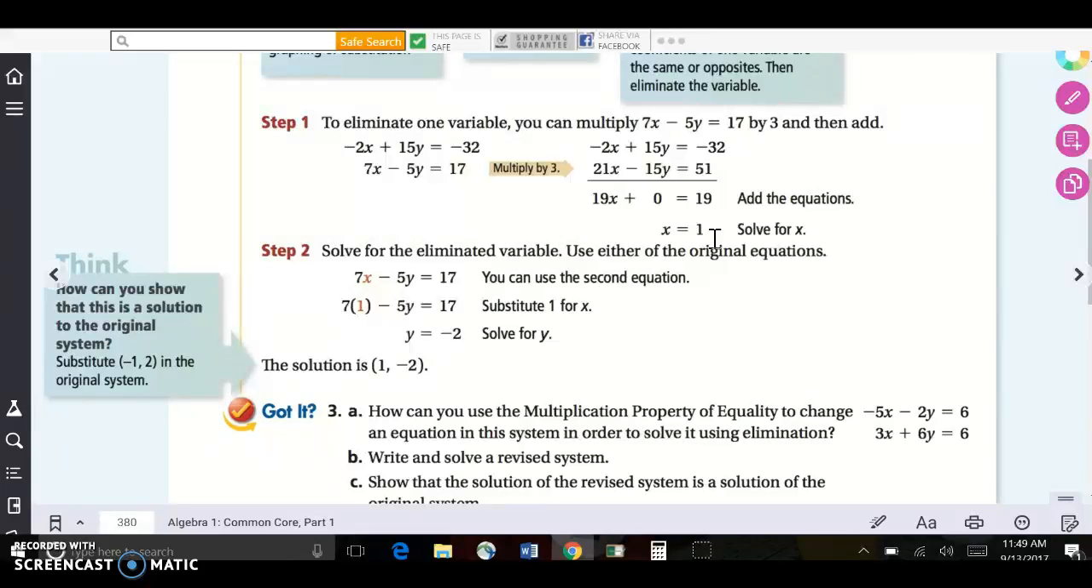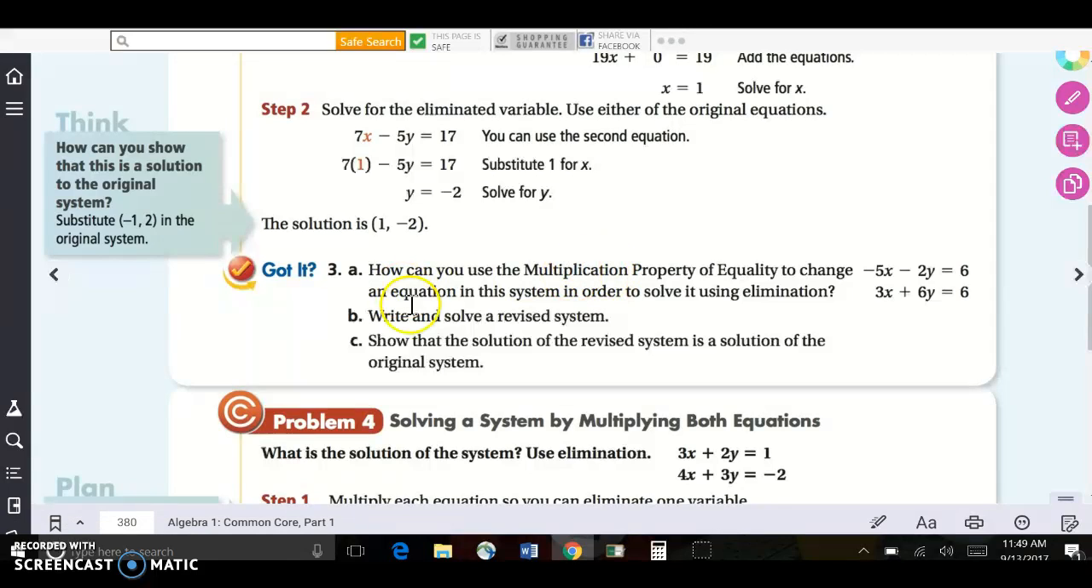So now that they have one solution, they can plug this back into one of the equations. It doesn't matter which one, you should get the same answer for both. So they plugged it back into the second one, and they have 7 times 1 minus 5y equals 17. They solved, so they got 7, and they subtracted 7 from both sides, and they got 10, and they divided both sides by negative 5, and they got negative 2. So the solution is 1, negative 2.